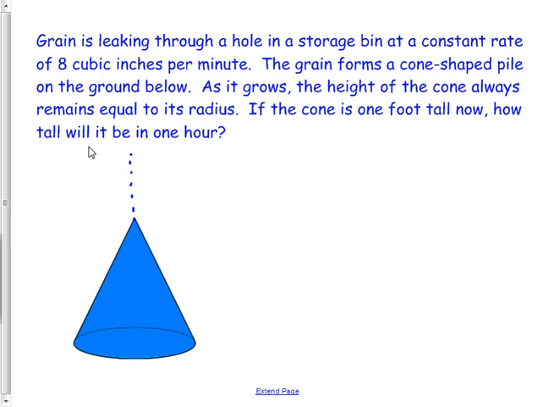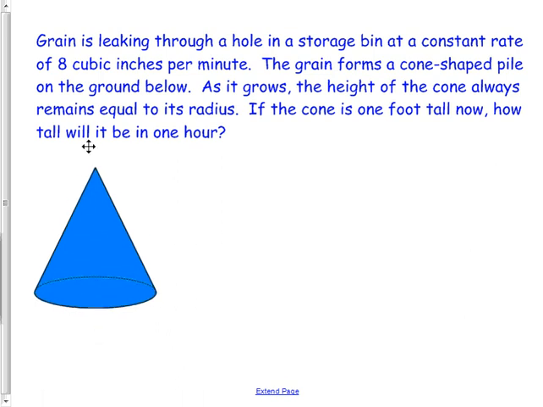The grain forms a cone-shaped pile on the ground below. As it grows, the height of the cone always remains equal to its radius. Ooh, that seems important. Height, same as radius. Remember what I said about labeling your picture? Would you please draw yourself a little cone like this? It can just be a circle like this and a dot at the top, and there's your cone. So draw yourself a cone and then label it.